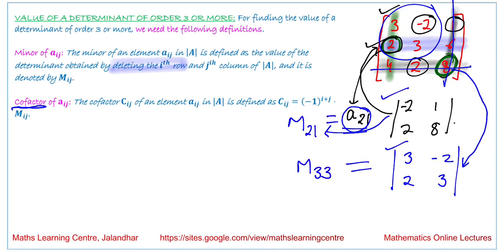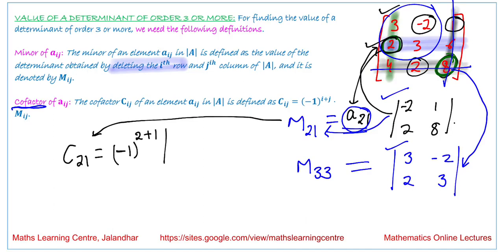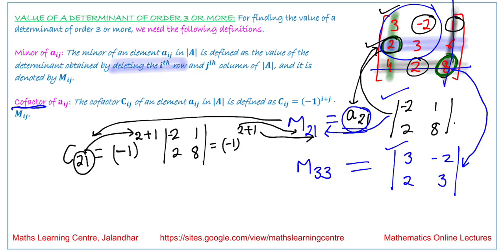Next we have to calculate the cofactor. The cofactor we write as Cij. So when I am calculating the cofactor corresponding to this term, it is C21. It is basically minus 1 raised to the power 2 plus 1, times the determinant of minus 2, 1, 2 and 8. This is 2 and 1 over here, so we have added 2 plus 1, and this term is minus 1 raised to the power 2 plus 1, 2 coming from this, 1 coming from this, and multiplied with the minor.